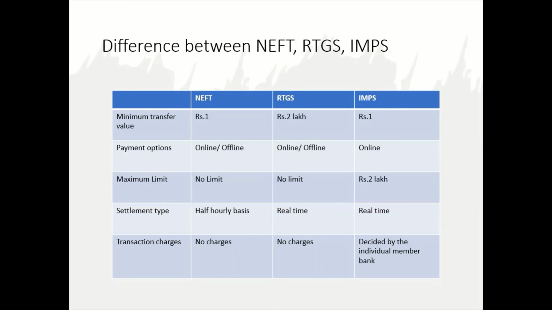Whereas in case of IMPS, it works only on the online mode. In case of NEFT and RTGS, there is no maximum limit, but in case of IMPS, the maximum limit is 2 lakhs. This can differ from one bank to another bank in case of RTGS and NEFT. The maximum amount can be set by the bank. In case of NEFT transaction, settlement is done on a half-hourly basis. In case of RTGS and IMPS, once the transaction is initiated, the settlement process starts.